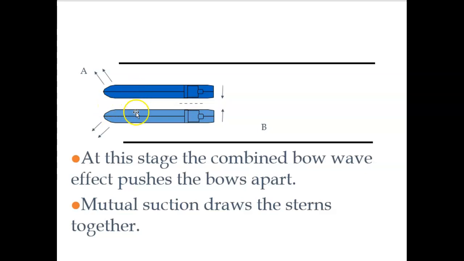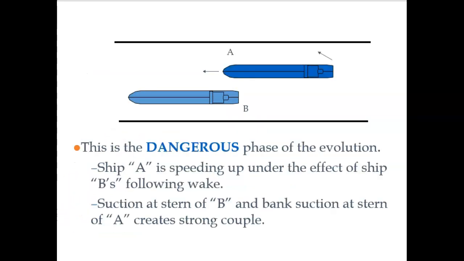Think about where the pivot points are. Both ships are moving ahead. And the suction, the Venturi effect happening back here, wants to suck the sterns together. So the pilots really have to be on their game at this point. This is the most dangerous phase. Kind of like the meeting situation, and when it's all over, this is the most dangerous phase of the evolution.